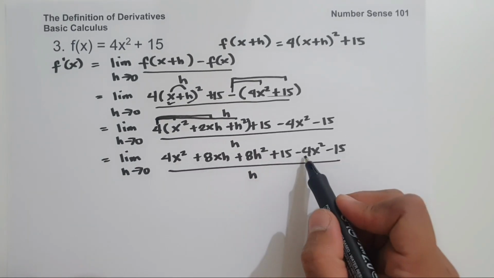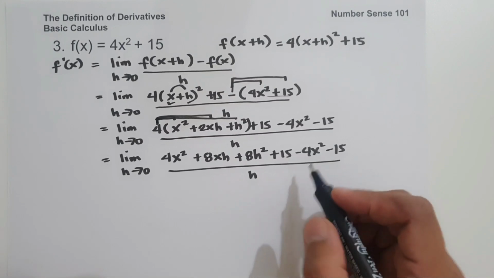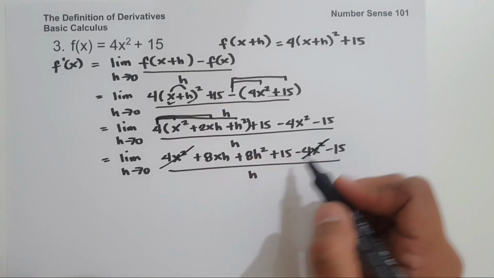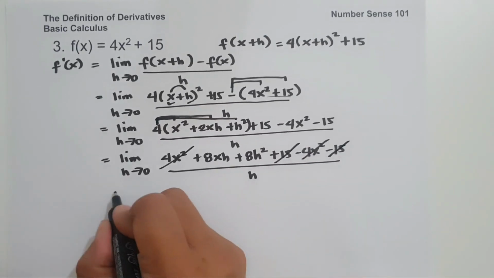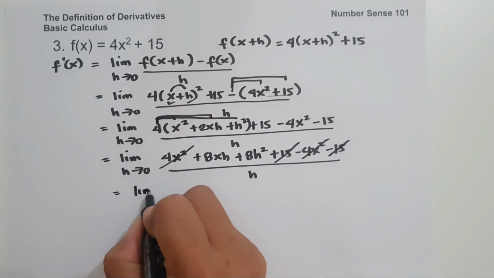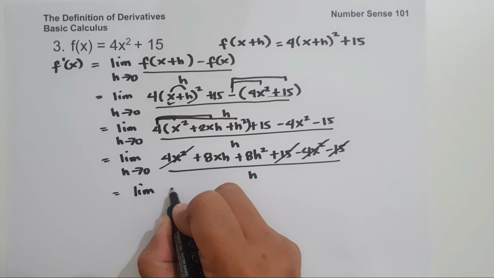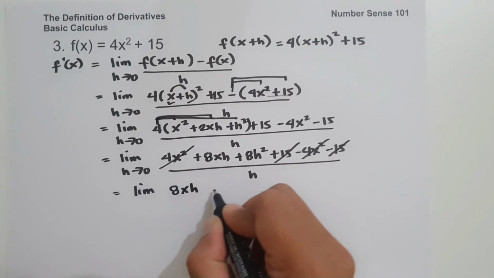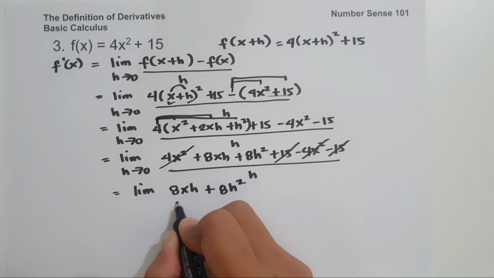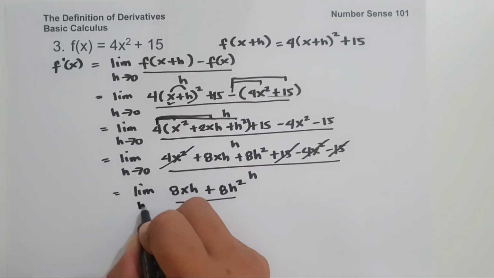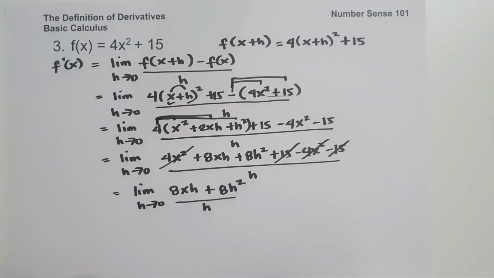4x squared minus 4x squared is 0, so we can cancel this one. And 15 minus 15 is also 0. So this will give us limit of 8xh plus 4h squared all over h as h approaches 0.